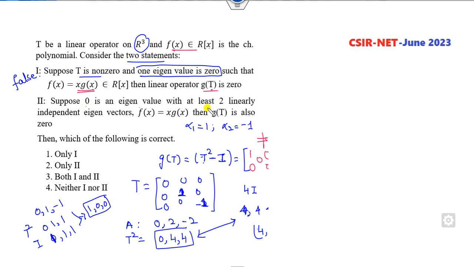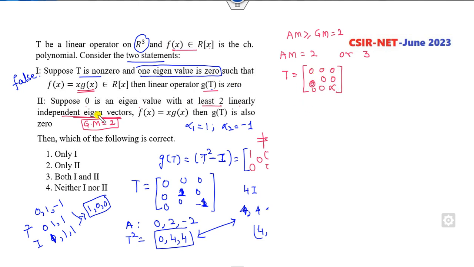Suppose 0 is the eigenvalue with at least 2 linearly independent eigenvectors. What does at least 2 mean? That the geometric multiplicity is 2. And we all know algebraic multiplicity is greater than or equal to that. So it means algebraic multiplicity can be 2 or 3. Firstly I consider the case of 2. It means the 2 repeated eigenvalues are 0, and the third eigenvalue I consider as alpha.